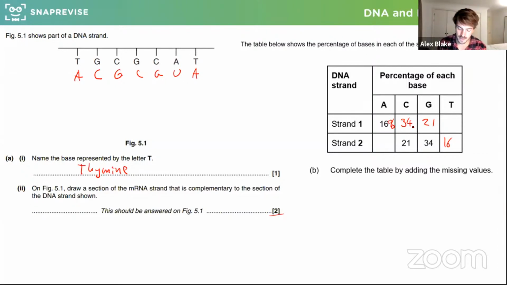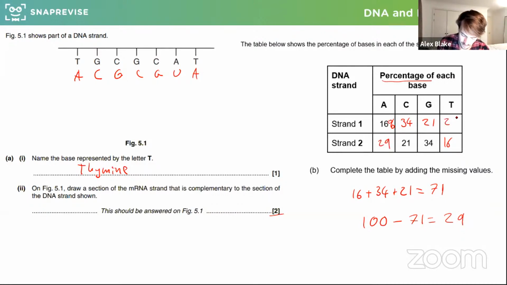Then to work out the remaining one, so it's A or T, we just take these numbers, 16 plus 34 plus 21 equals 71, I hope. Because it's percentage, we do 100% minus 71 equals 29. And that's how we fill in the last columns on that thing.